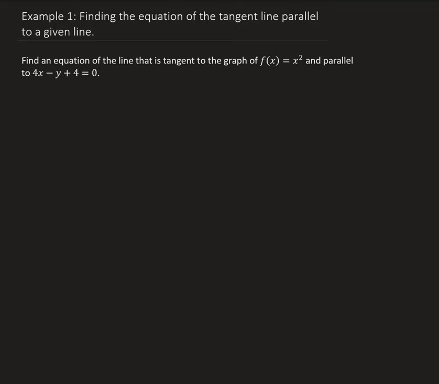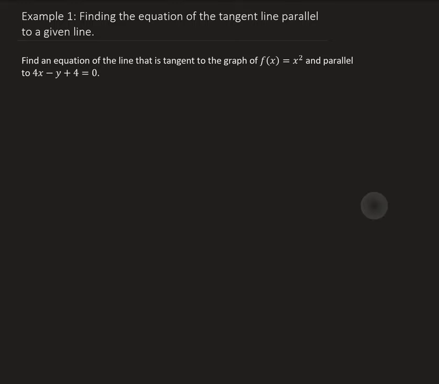In this example, we want to find an equation of the line that is tangent to the graph of x squared and parallel to the given equation of the line that you see there. So the key here is that the slope of the tangent line to the graph is going to be parallel to the line given.